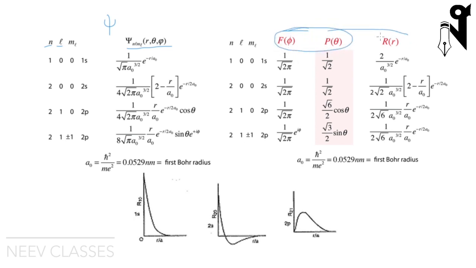This is your angular part and that's your radial part. So we'll be more concerned with the radial part. You can see that r, instead of this y axis, even if they are writing the wave function, they are mostly meaning this r, that radial component of the wave function, Rr. So it has been plotted by Rr and not psi.